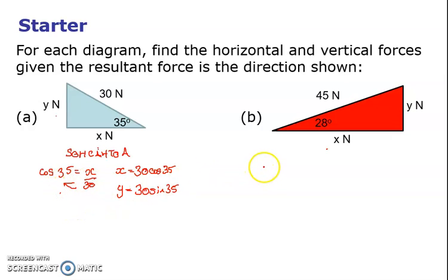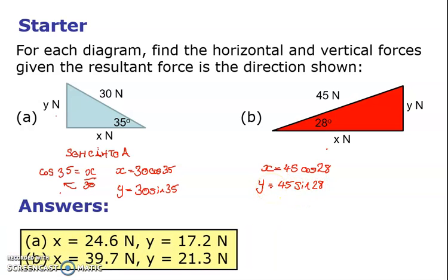The thing I notice over here then is this is essentially the same question. So this answer is 45, and because I want to go across, I think I'm going to use cos, so it's 45 cos 28. And y is 45, because it's going up and down, I use sine. Now it's not necessarily a great rule, but let's just get the answers that you should have got.